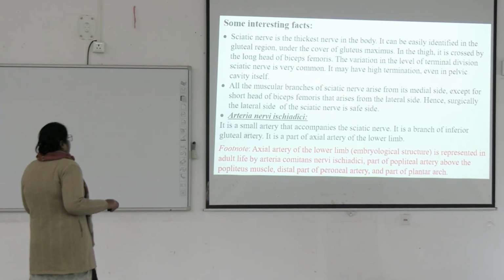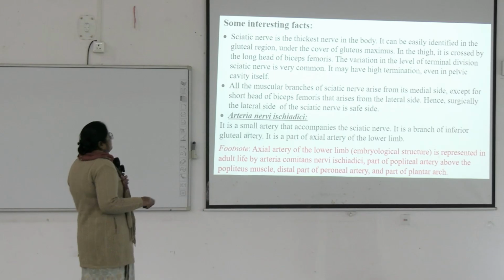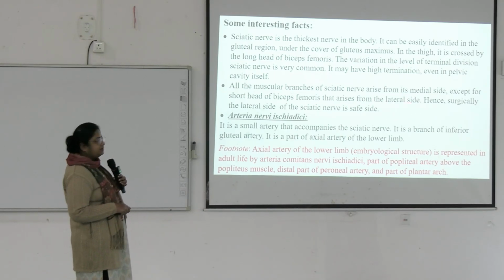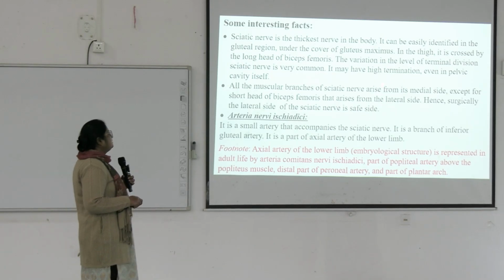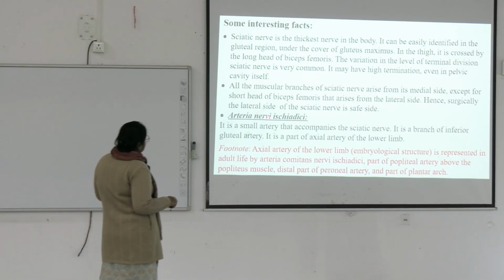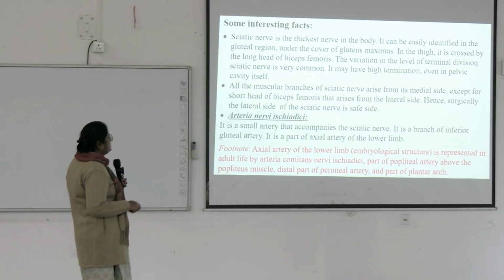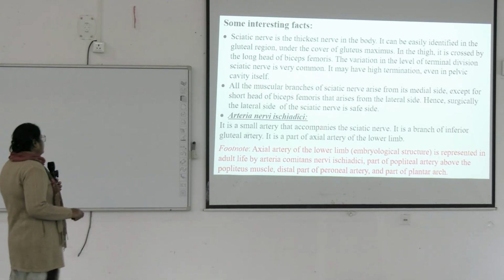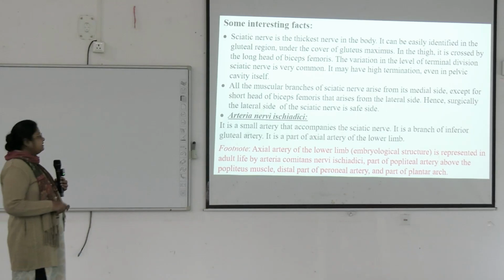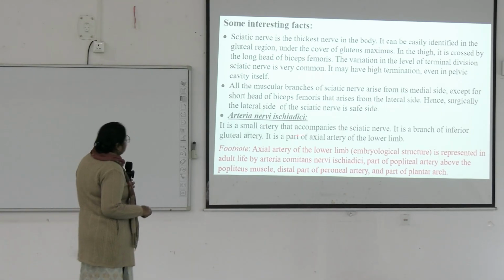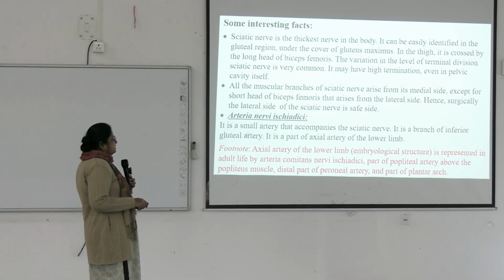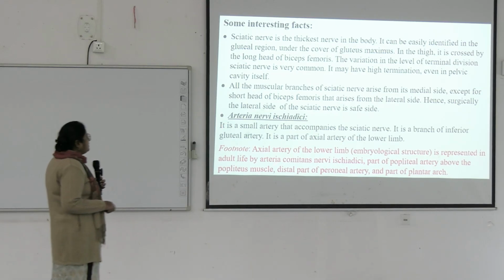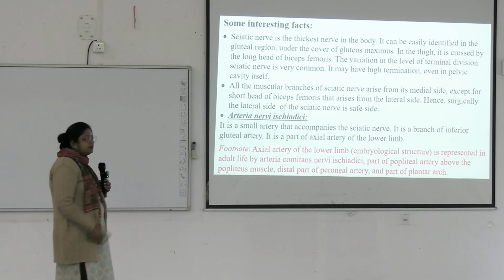All the muscular branches of the sciatic nerve arise from its medial side, except for the short head of biceps femoris. That arises from the lateral side. Hence, surgically, the lateral side of the sciatic nerve is the safe side. Okay. What is arteria comitans nervi ischiadici? It is a small artery that accompanies the sciatic nerve, and it is a branch of the inferior gluteal artery, and it is a part of the axial artery of the lower limb.